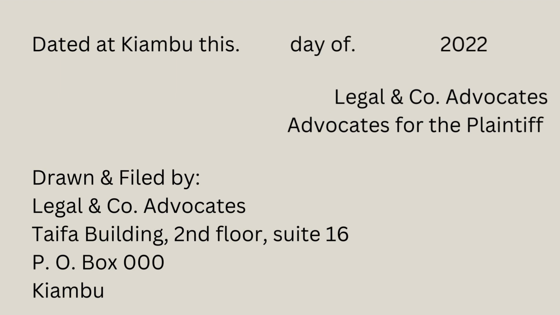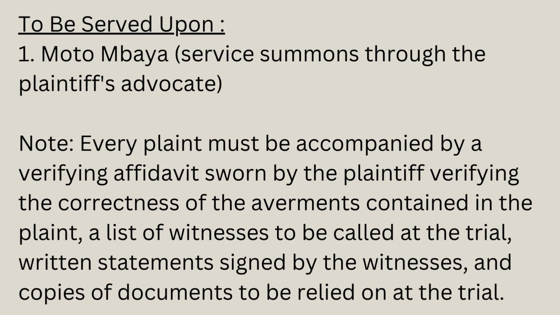So dated at Kiambu, this dash day of dash 2022, then the advocate will sign, legal and company advocates, advocate for the plaintiff. You should also indicate the firm that drew and filed the plaint. So we have the details there: legal and company advocates, Taifa Building, second floor, 16, PO Box 00, Kiambu. And then you should also lastly indicate the persons to be served upon. And here in this case, the defendant is the one to be served upon, and so to be served upon, Motombaya, service of summons through the plaintiff's advocate. And that is the end of your plaint.